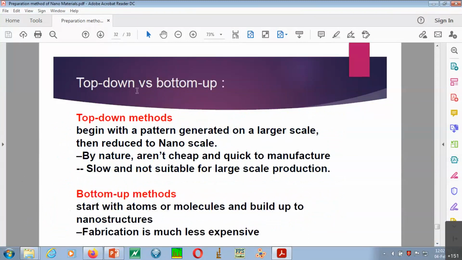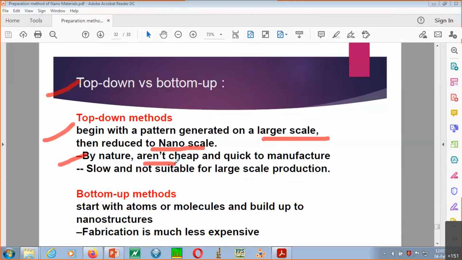Then now here is the last point which I want to discuss with you people. Okay, if you look at top down and bottom up, if you compare between these two, here is the point I have listed down over here. Since we have limited time, I will directly come to the output, otherwise I would ask from your side. So you see, begin with a pattern on a larger scale, then reduce to the nano scale. This is the top down. You see the important points, by nature they are not cheap and quick to manufacture, that is, both these things are not possible. Second, it is slow and not suitable for large scale. Okay, large scale it is very difficult, because going from big to small takes a lot of time.